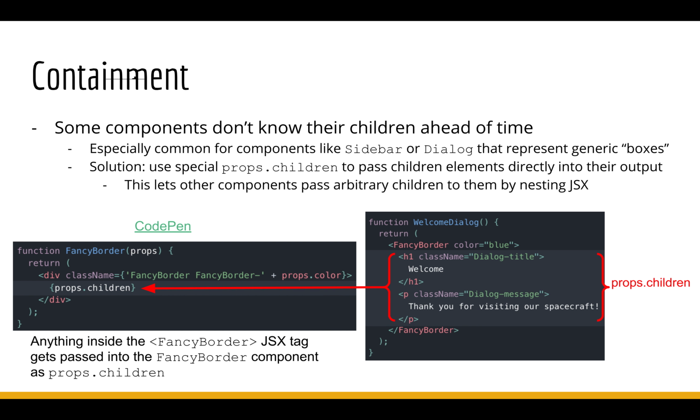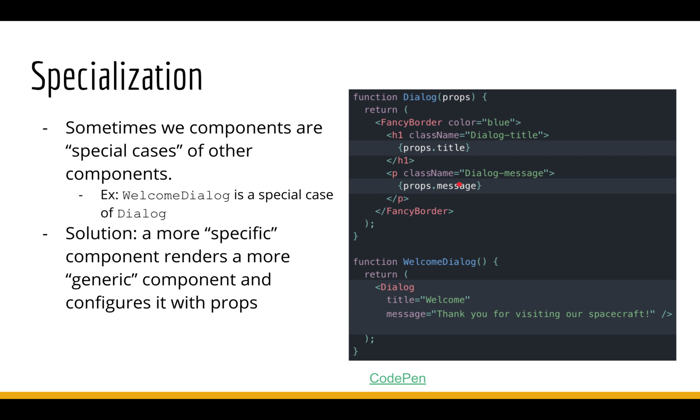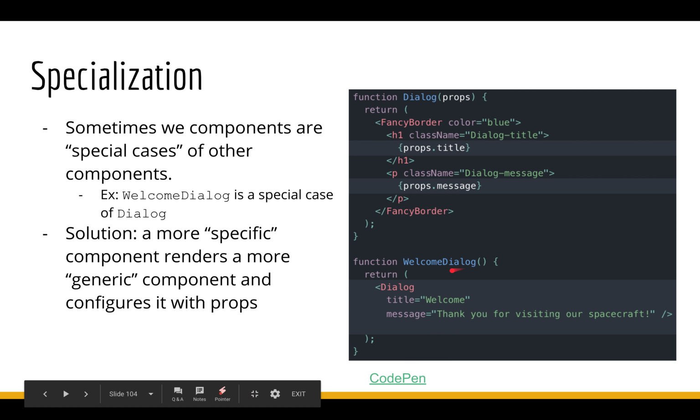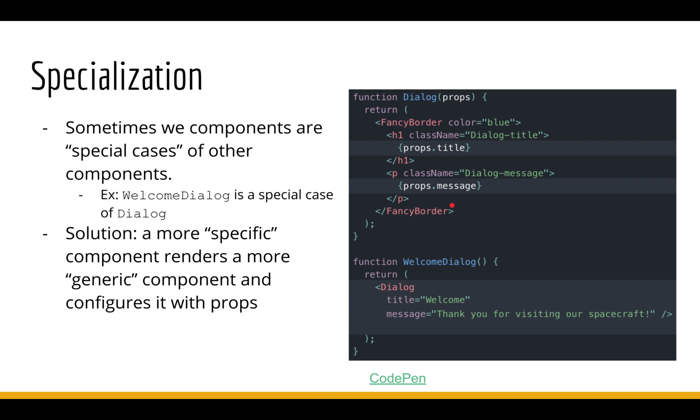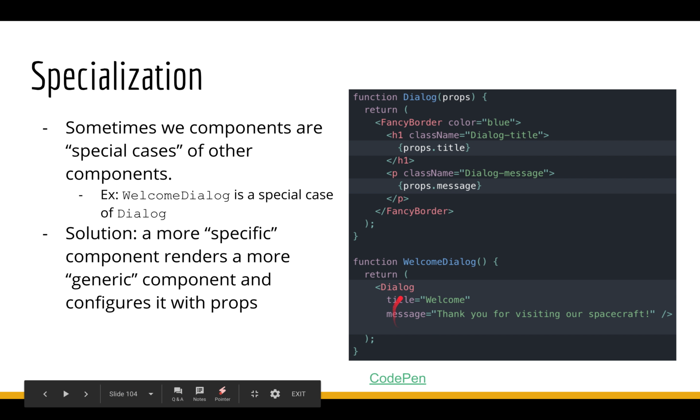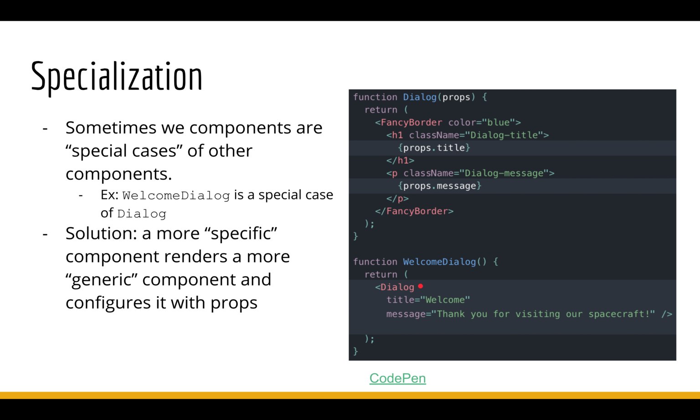I'll leave this page. Another thing that we might want to do is specialization. Here we're taking a slightly different approach, realizing that sometimes components are really special cases of other components. So for example here, WelcomeDialog is really just a more specific type of Dialog. Nothing really is changing other than the props. And so what we can do is encompass Dialog inside of another component, which we're calling WelcomeDialog, and we'll just render the Dialog component with some predefined props. This allows us to make more specific, specialized components.